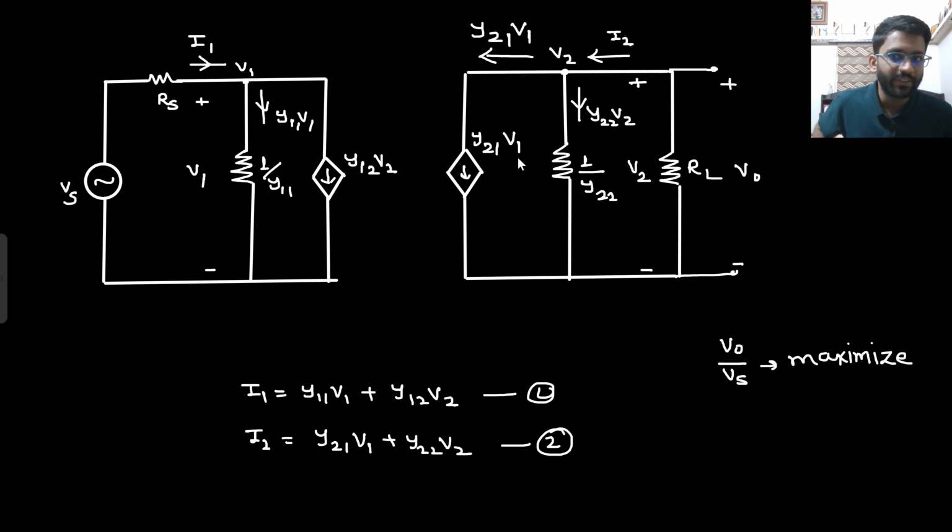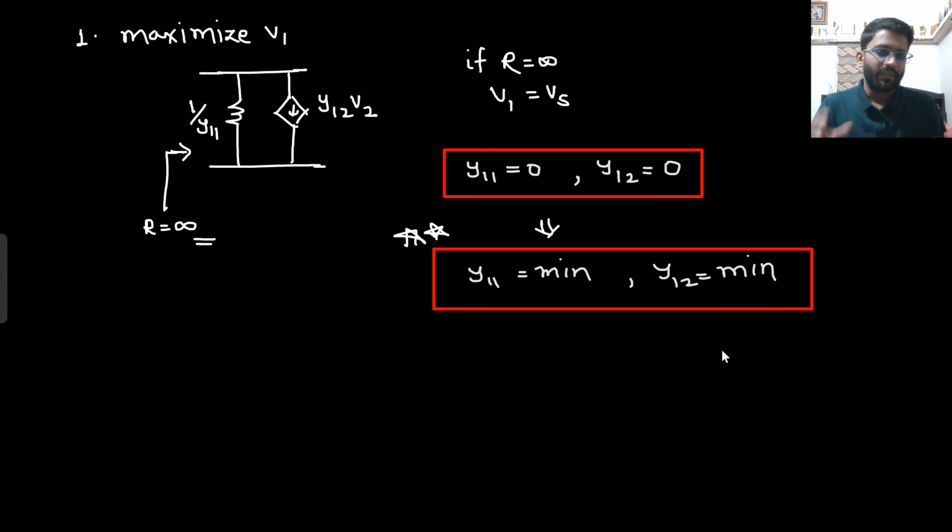How do I make the resistance infinity? If I put Y11 equal to 0, that means the resistance will be infinite. And if I put Y12 equal to 0, the current source will be 0. If the current source is 0, that means infinite resistance. So infinite in parallel with infinite is equal to infinite only. So I made Y12 equal to 0 and Y11 equal to 0. This is the ideal condition. Practical one is that both should be minimum. So then only you will get V1 equal to Vs.